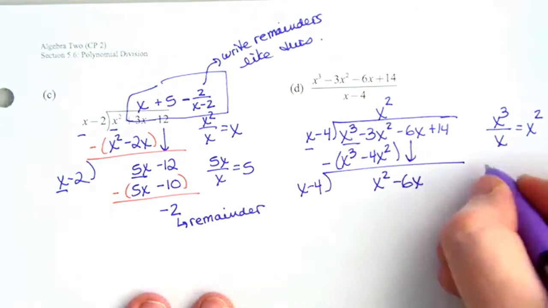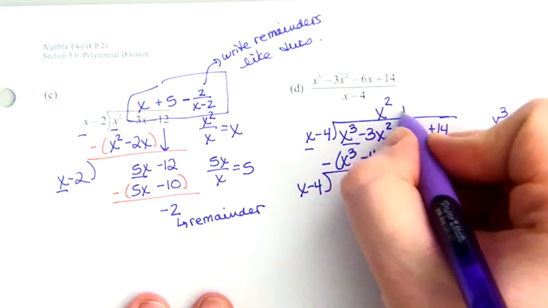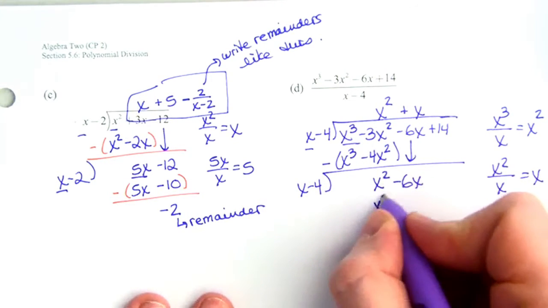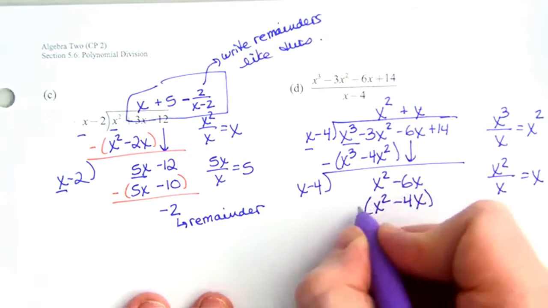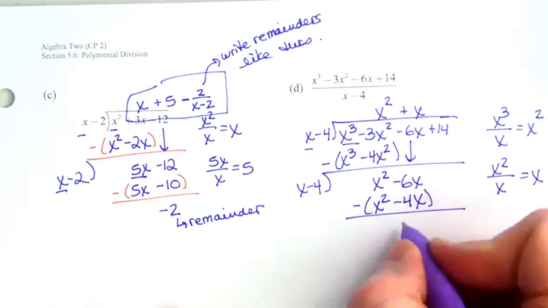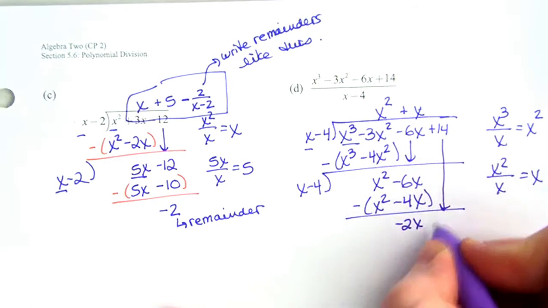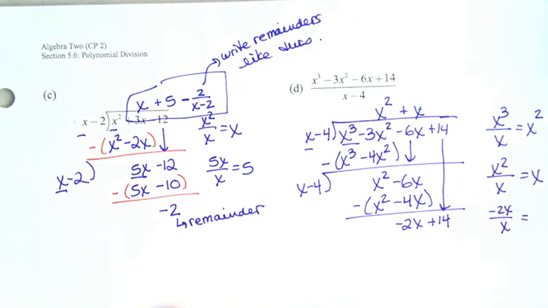We'll start again. X squared divided by x gives me x. Multiply x times x squared. X times minus 4x. Parentheses and subtract. Negative 6x minus negative 4x is negative 2x. Bring down. And I think we're ready to start again.